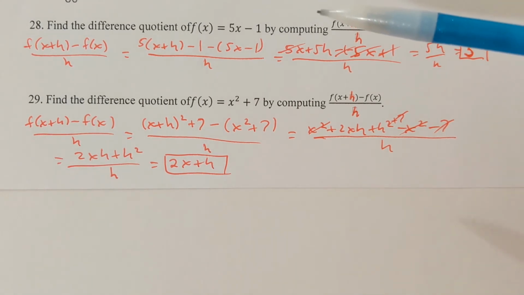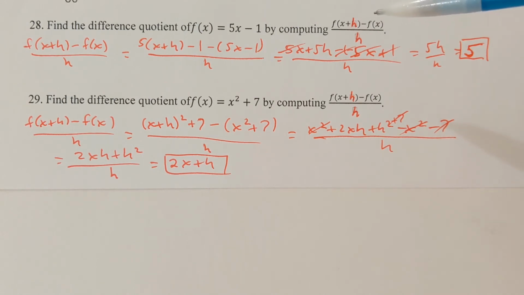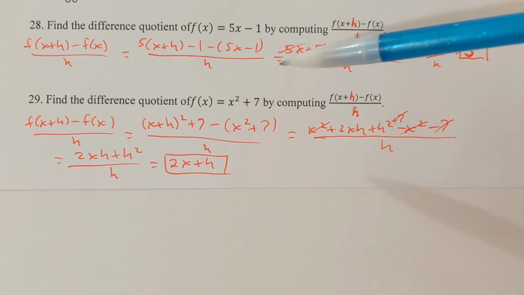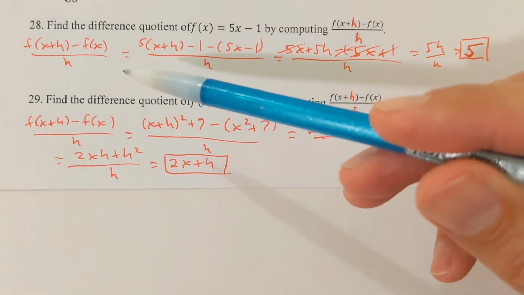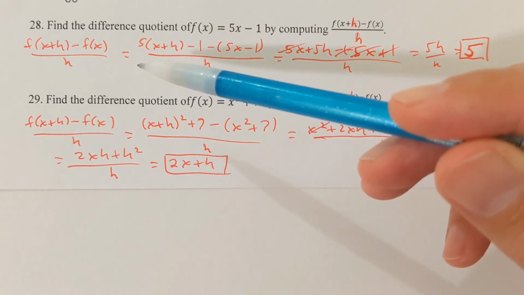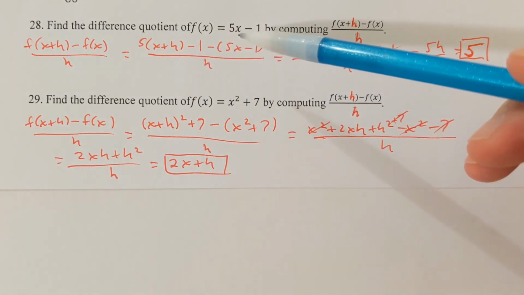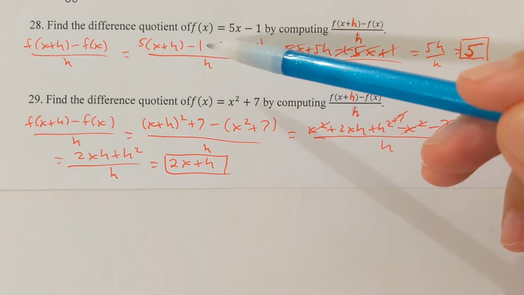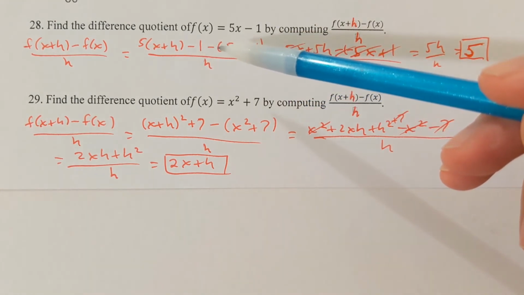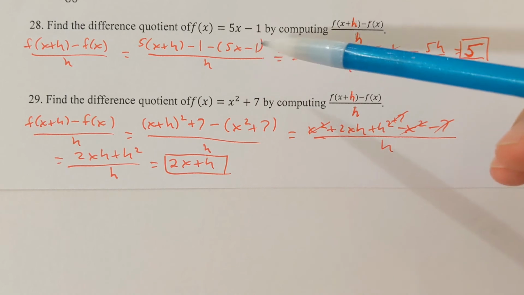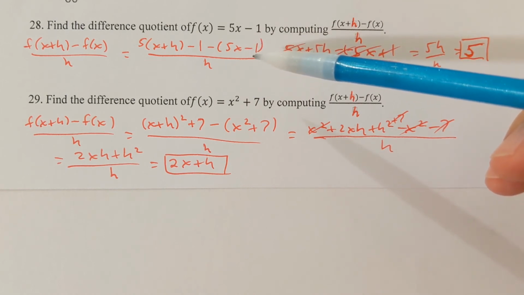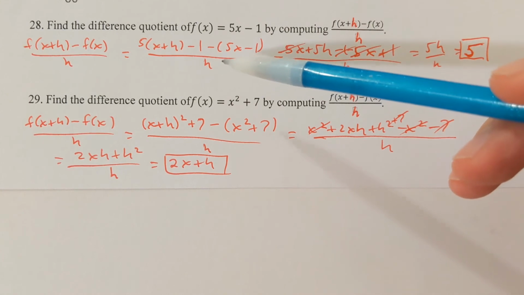Problem 28, find the difference quotient of f of x equals 5x minus 1 by computing f of x plus h minus f of x all over h. Okay, so the difference quotient here is f of x plus h minus f of x all over h. F of x plus h means where I see x, I have to replace it with x plus h. And so I've done that. Minus f of x, minus the whole thing. Be sure to include parentheses around that 5x minus 1 and have this all be over h.